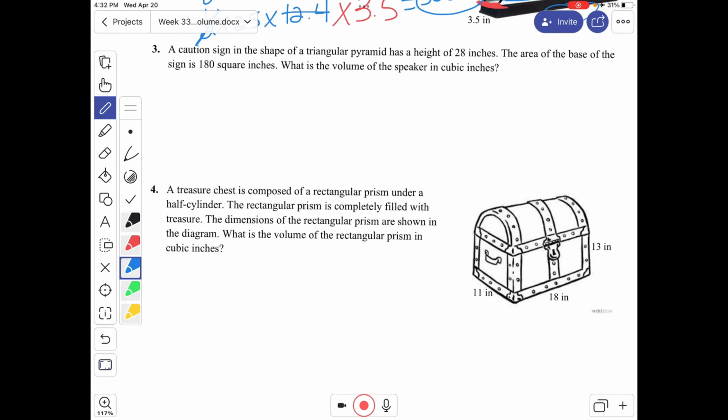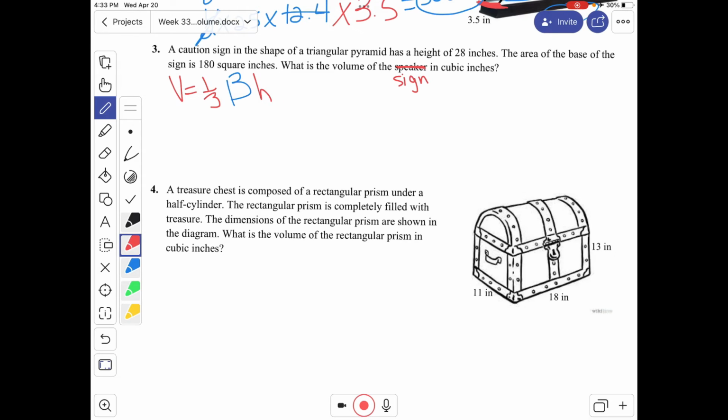Number 3, a caution sign in the shape of a triangular pyramid has a height of 28 inches. The area of the base of the sign is 100 square inches. What is the volume of the sign in cubic inches? This asks for the volume of a triangular pyramid. The formula for a pyramid is 1/3 times the area of the base times the height.